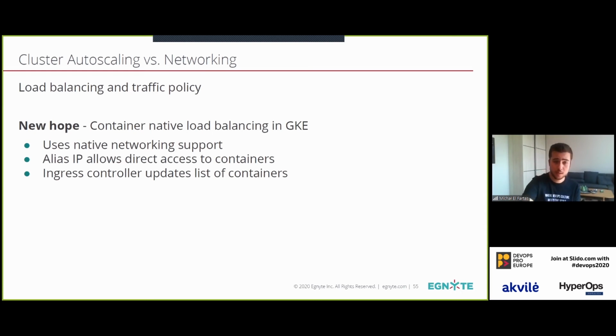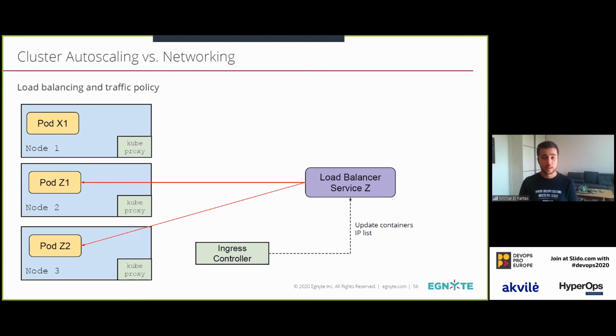So how it works is you have something like this. You have an ingress controller, or some other type of controller in the cluster, that will look at the deployment, at the pods that are being deployed, and will update the list of container IPs in the load balancer. So now the load balancer can route traffic directly to pods, even skipping kube-proxy, skipping this node level. So the pods will receive the traffic directly.